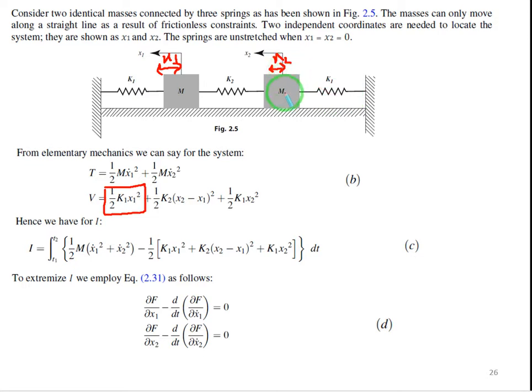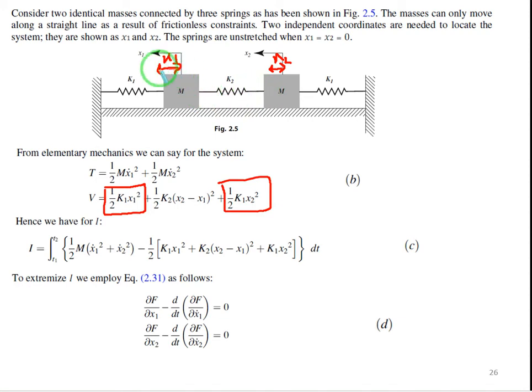If the displacement of mass m is x2 and x2 has a positive value, we can say that the spring K1 is stretched by the value of x2, and the potential energy of this spring is calculated by this formula, 1/2 of K1 multiplied by x2 squared. Now let's speak about the middle spring, which is somewhat tricky.